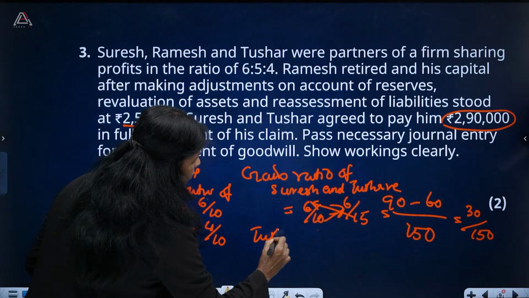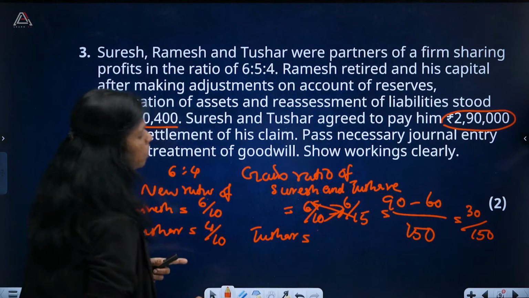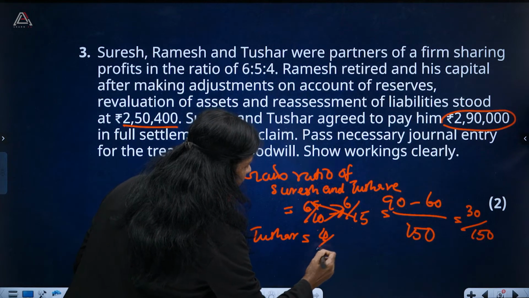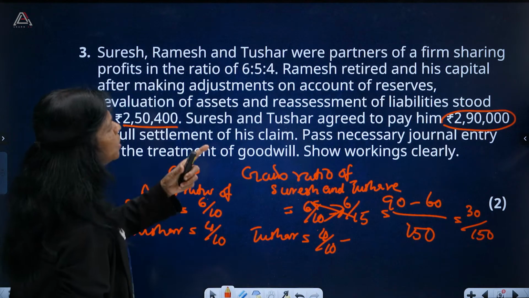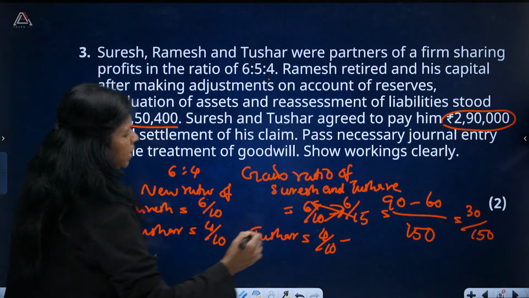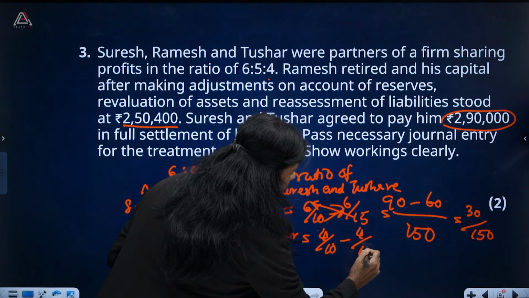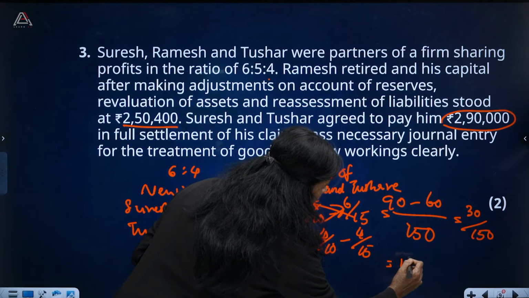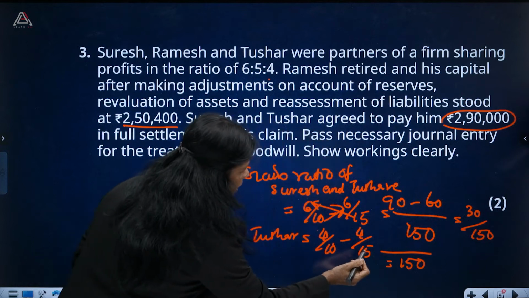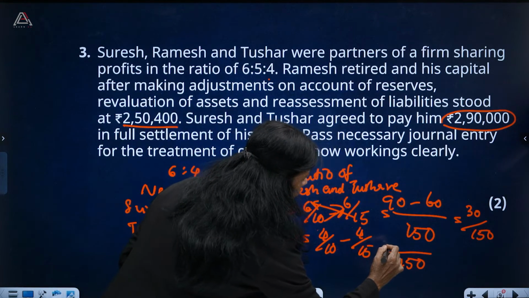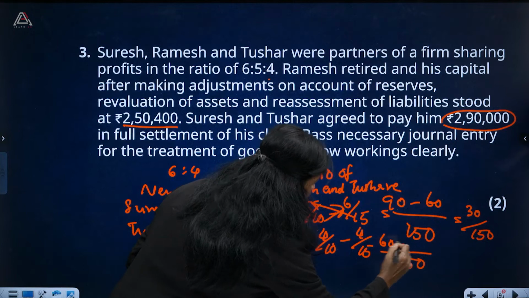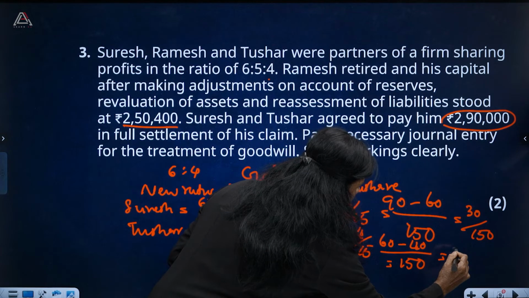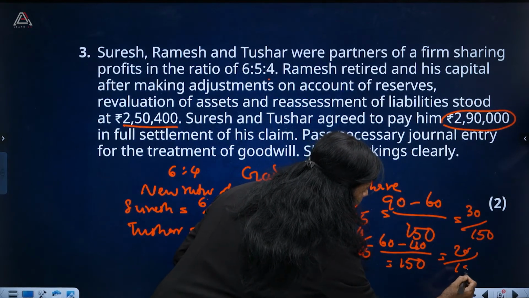Then in the case of Tushar's share, in order to find out Tushar's share, how much is the new ratio? 4/10. Minus how much is the old ratio? 4/15. In the same way, 10 into 15 means 150. Then cross multiplication, 15 into 4 means 60, minus 10 into 4 means 40, is equal to 20 divided by 150.